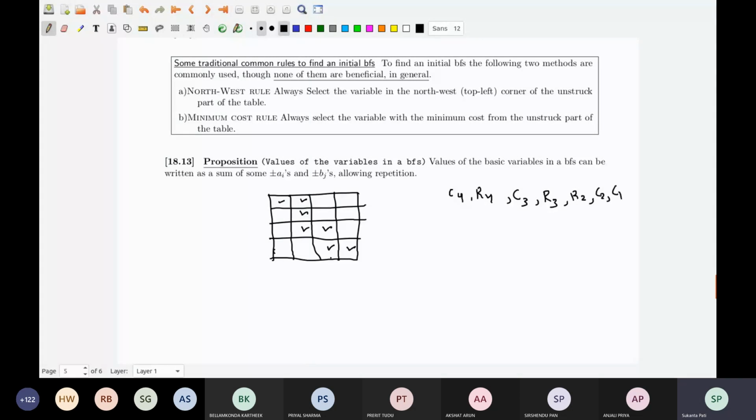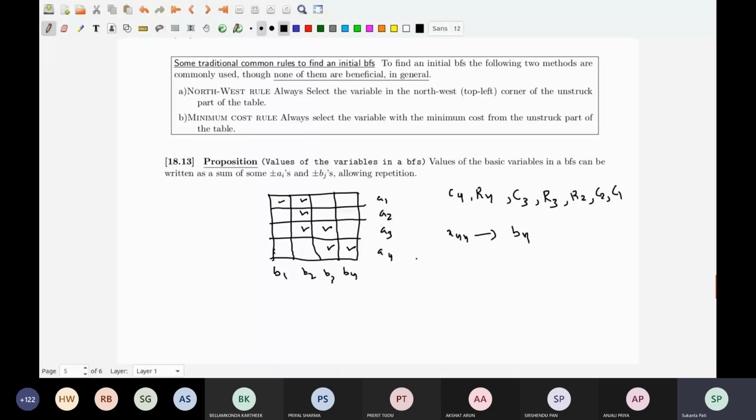Now, because of the strike off procedure, remember this is A1, this is A2, this is A3, this is A4, and this is B1, this is B2, this is B3, this is B4. So the variable that I have selected, for example x44, the value of that variable will be equal to B4. This is where I start. So my statement is true.